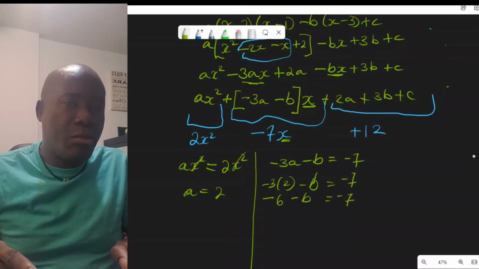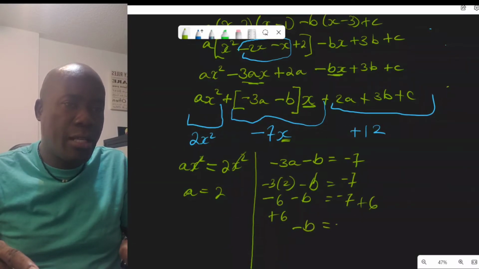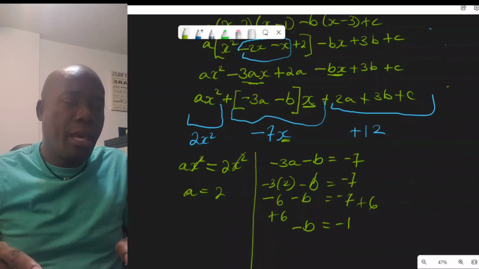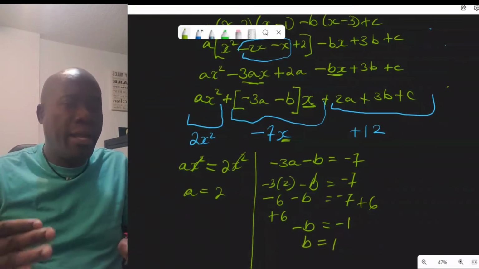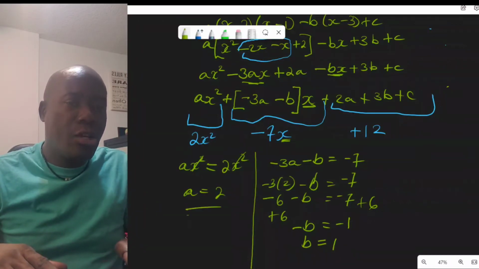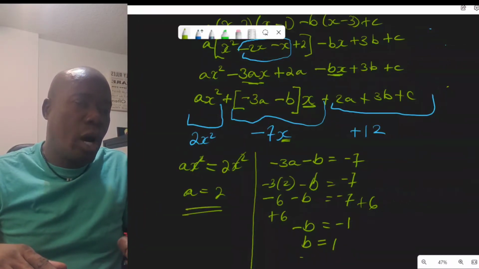Let us add 6 to both sides in solving. Then minus b is equal to minus 1, right? Minus b is equal to minus 1, and then that means b is equal to positive 1. We can multiply negative 1 by both sides. So here a is 2 and b is 1.